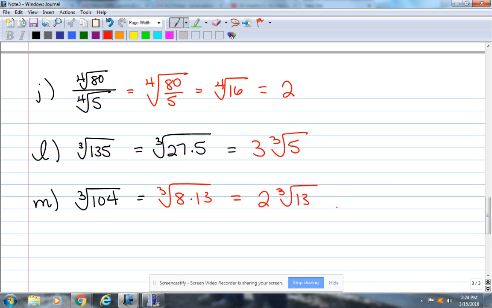So y'all okay with those? So whatever your root is, you do that chart and you try to find the next one, whatever root that is, that goes into that number.